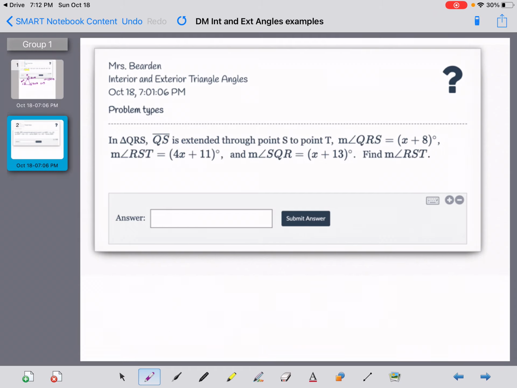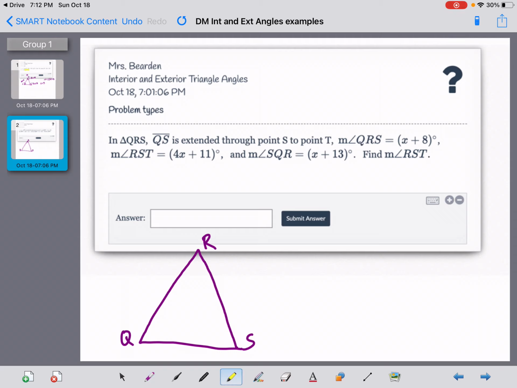Now, the second kind of question is this. In triangle QRS, QS is extended through point S to point T. So that means this QS line down here at the bottom, we're going to make it a little bit longer, and we're going to put this point T.